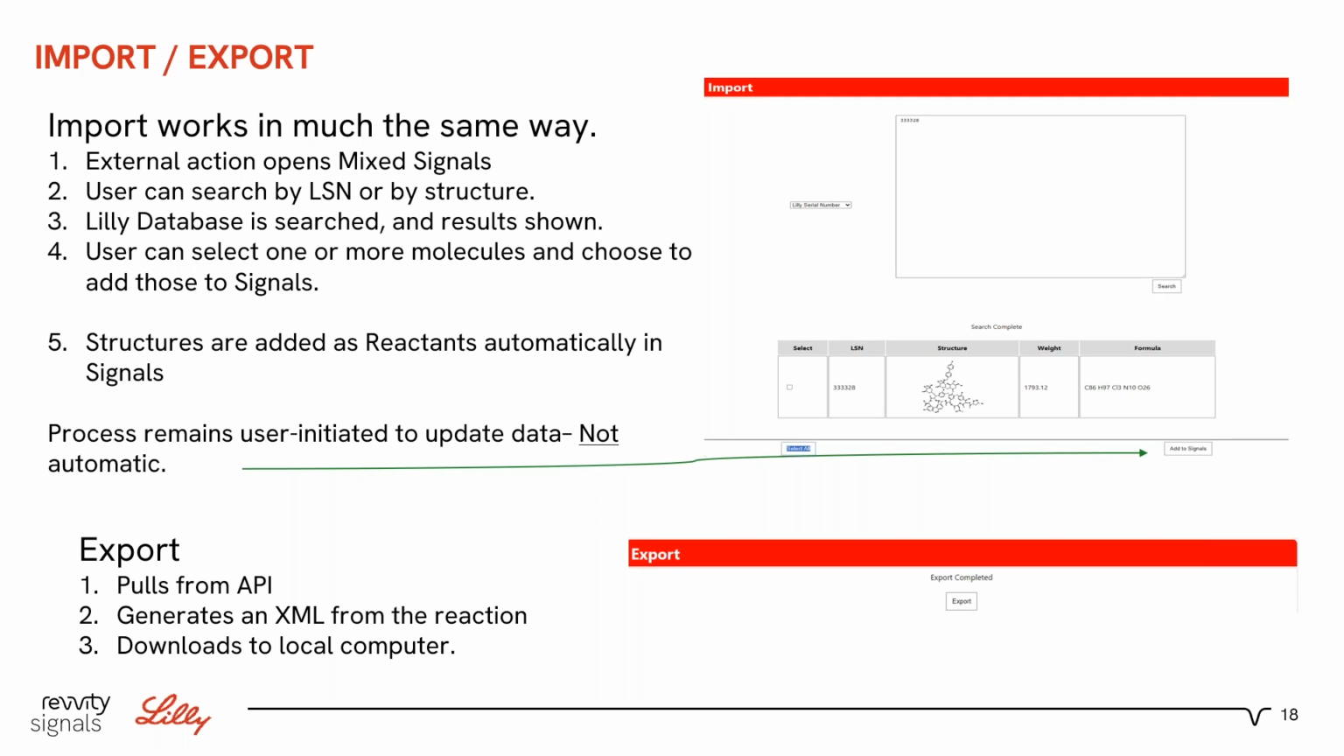So we also have the export feature I talked about, and I won't show much here because basically it's an external action that opens that export. It's again pulling information from the API and it just generates kind of behind the scenes an XML from that reaction. The XML then is downloaded to the local computer and the XML is built to the specifications of our automation lab to show exactly what they need from the reaction. They can then upload that into their instruments and set up and start the reactions from that. So next page, please.